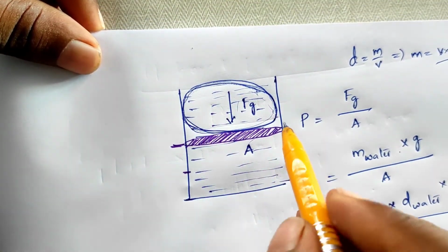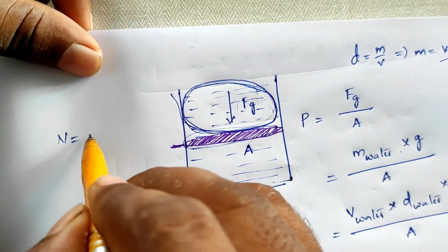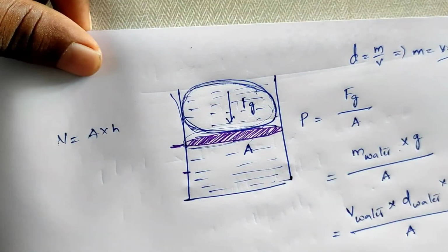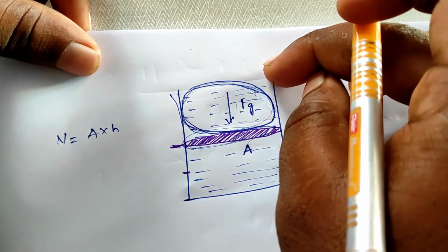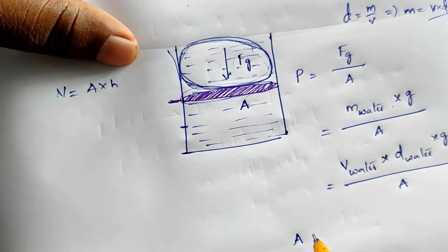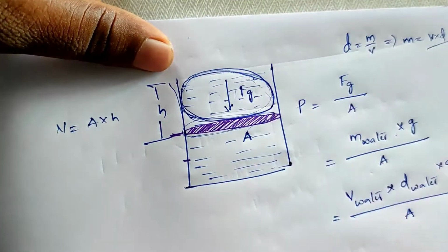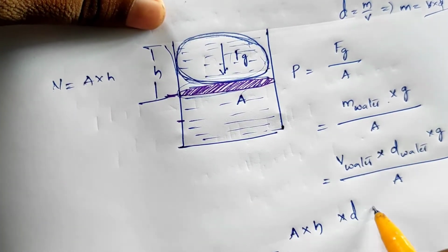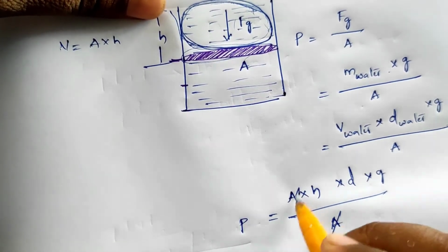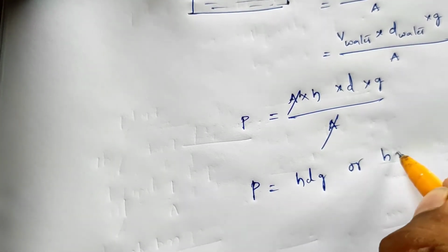This is the area A times h, which gives us the volume, right? Volume is defined as area times height for a cylinder. So these many areas placed together give us the volume. So the volume of water I write as area times height. Here h means this height of the water. So area times height into density of water into acceleration due to gravity, divided by A, is the pressure here. So area will get cancelled. So pressure is equal to h d g, or simply sometimes we call it h rho g.